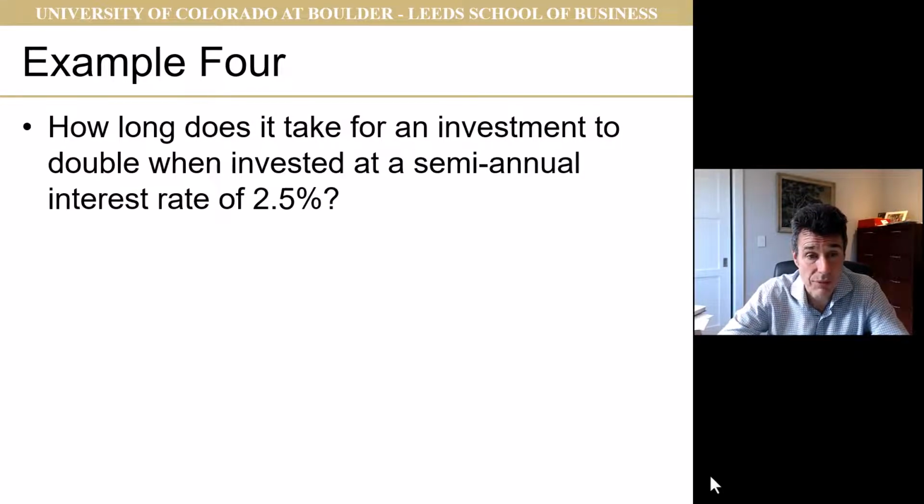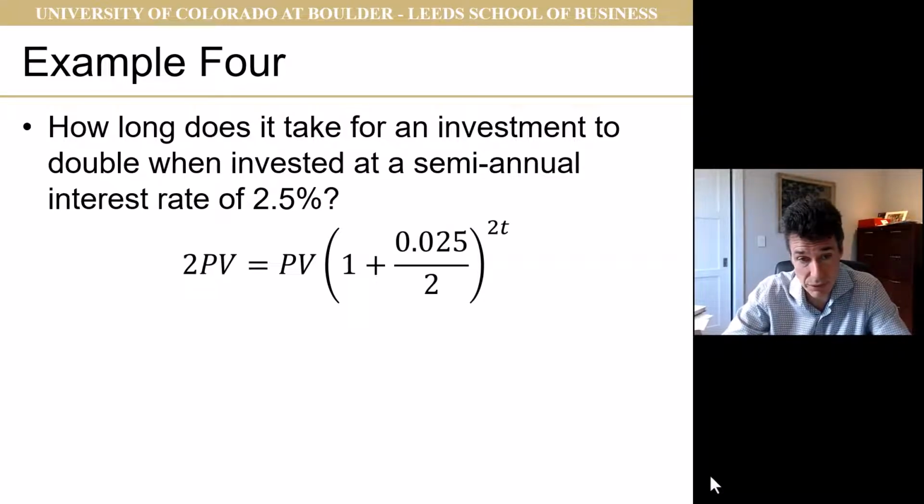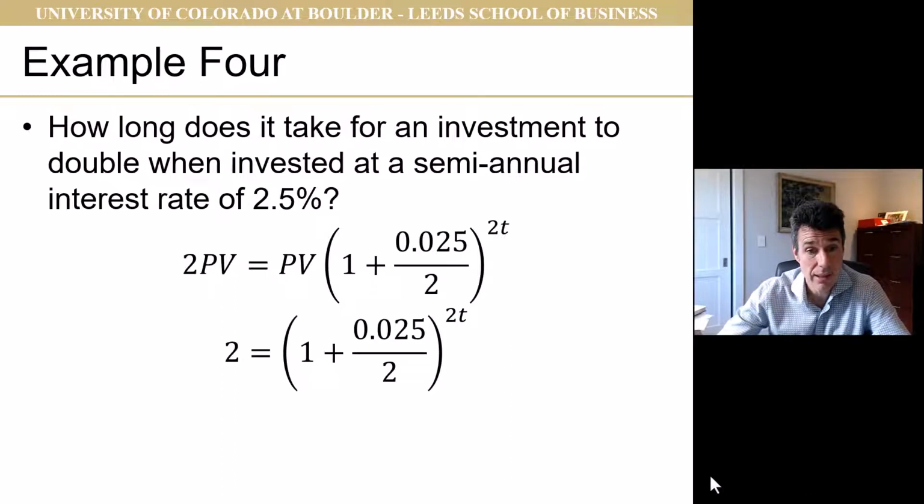Final one, example 4. How long does it take for an investment to double when invested at a semi-annual interest rate of 2.5%? Okay, so if we have a present value, it could be anything. The future value is going to be 2 times that present value. So 2 times the present value, the future value, equals the present value times 1 plus 0.025 divided by 2 to the power 2t. We want to find t. So first, isolate the term with the exponent on one side. So we divide both sides by PV: 2 equals 1 plus 0.025 over 2 to the power 2t.